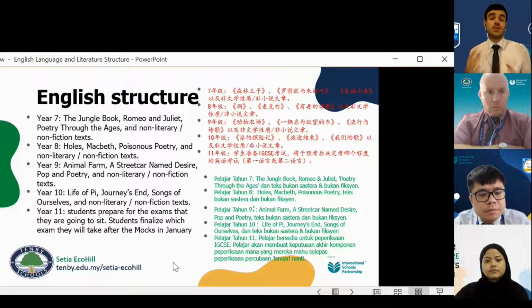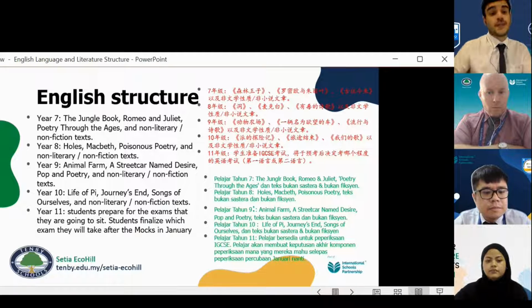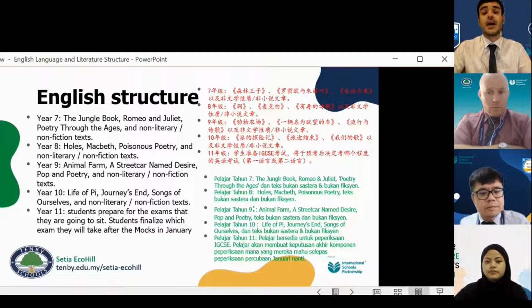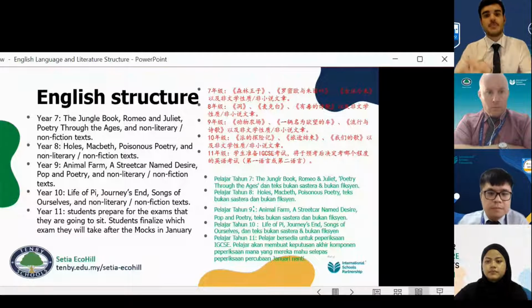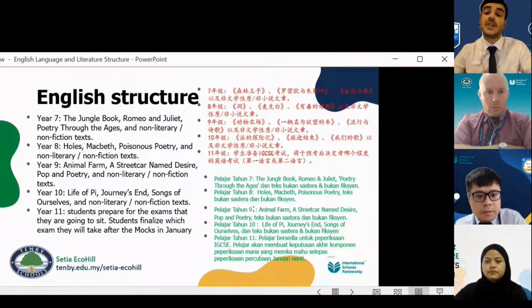And year 11, students prepare for the exams that they are going to sit. Very importantly, students finalize which exams they are going to take after the mocks in January. So students will lead up to the mocks. If they are between exams, they will take several mocks to see which they are best prepared for. And then we will ensure that they are sitting the correct exam.